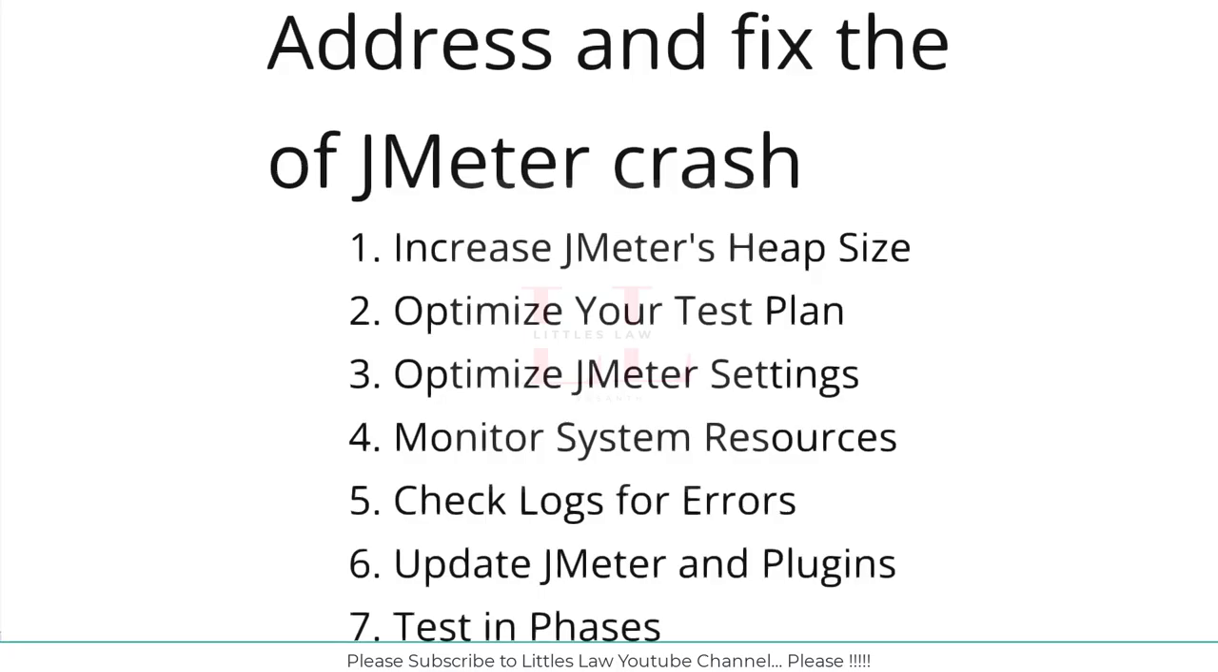And then the sixth way of fixing it is updating JMeter. You have to make sure that you are using the latest version of JMeter, as the updates often include bug fixes and performance improvements. And also make sure you are updating the plugins and extensions which are used in your test, and that they are up to date and compatible with your JMeter version.